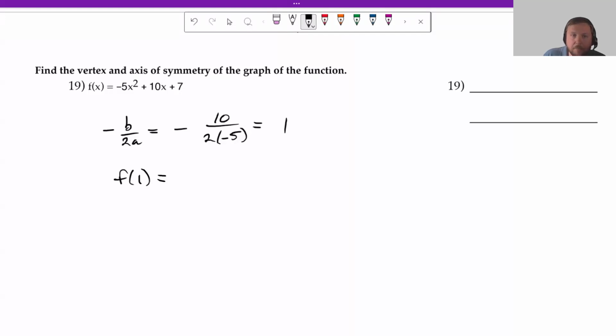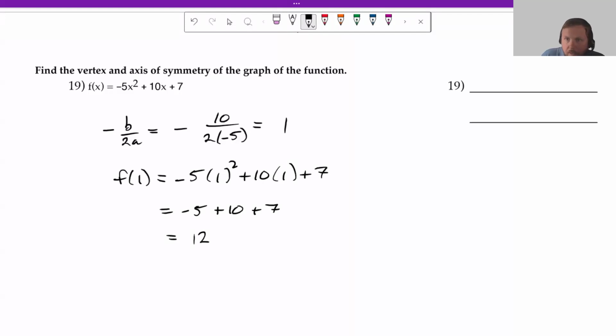And then to get the y component, we just plug that value into the function. So we have -5 times 1 squared plus 10 times 1 plus 7. So that's -5 plus 10 plus 7. So we have 12. So my vertex is 1, 12. My axis of symmetry is x equals 1.